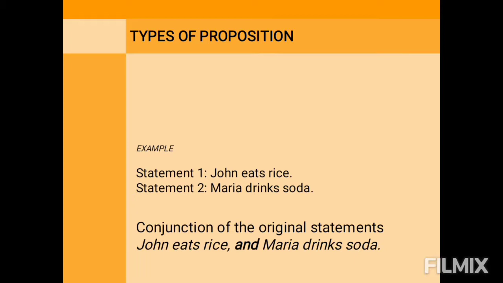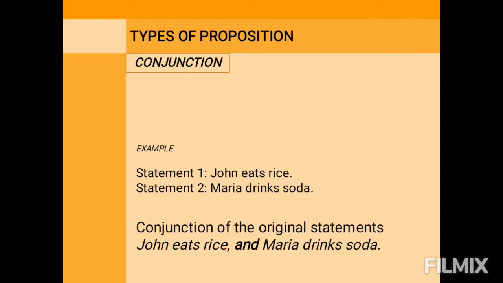First statement, we have John eats rice, and the second statement is Maria drinks soda. So then the conjunction of the original statements will be John eats rice and Maria drinks soda. So in this example, we are talking about what we call conjunction.